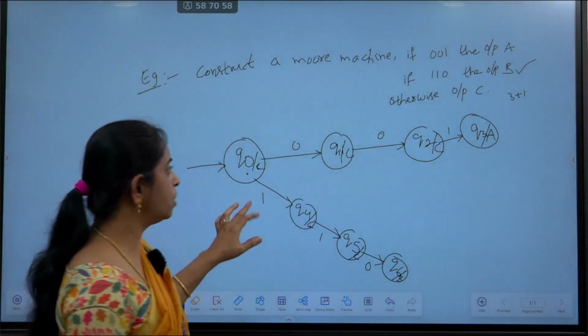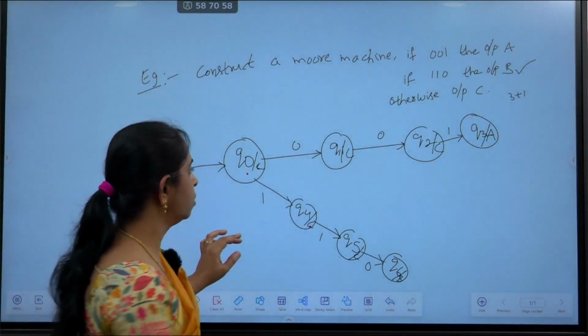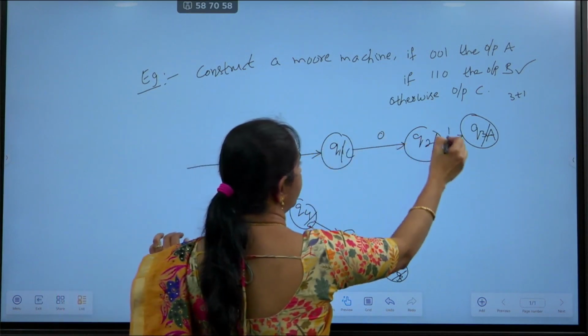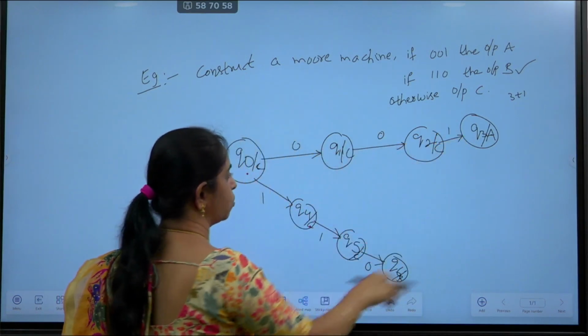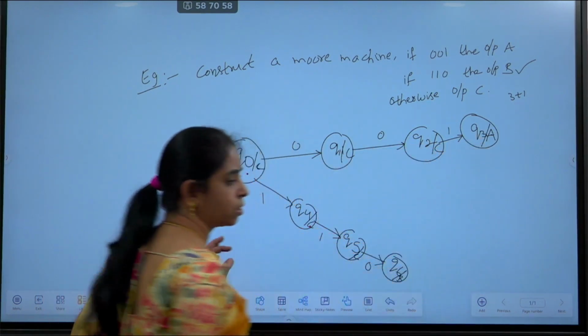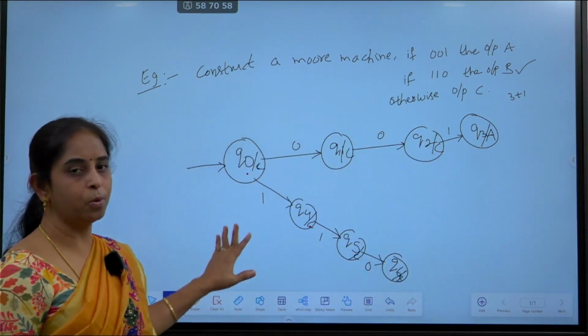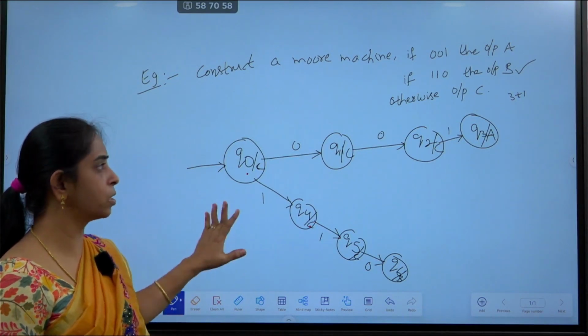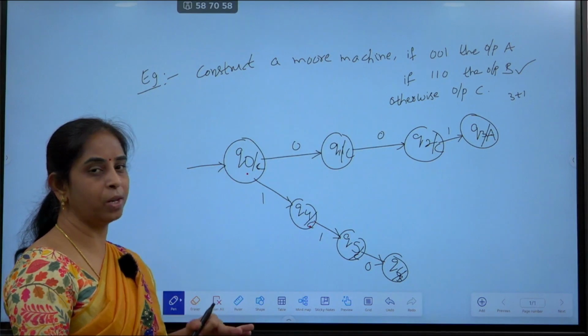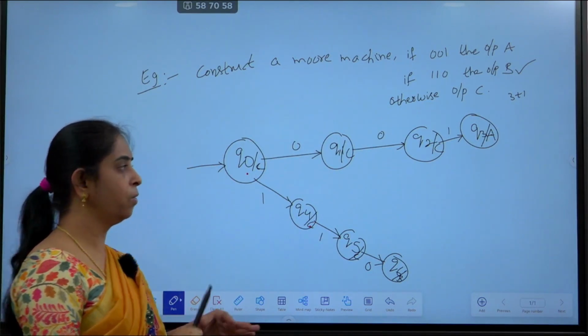For the same problem we constructed the Mealy machine, where we mention the output along with the input symbols. Here it is a Moore machine, so we represent our output symbols with the state itself. This is about the Moore machine. Up to now we have discussed the Mealy machine and the Moore machine. Both are classified as finite automata with outputs.